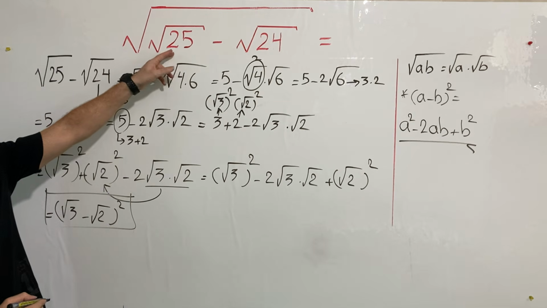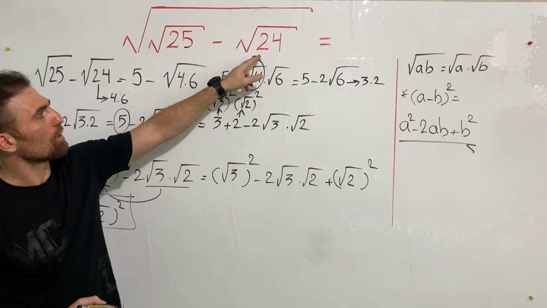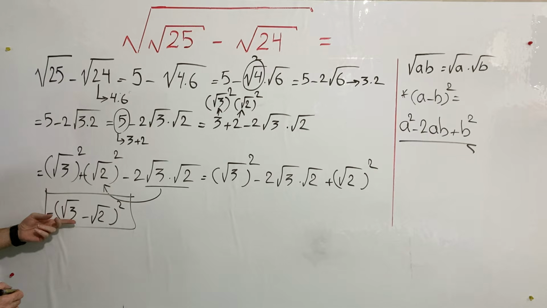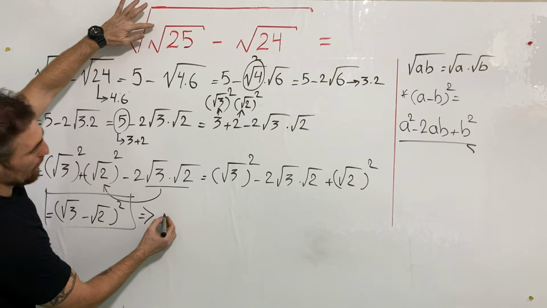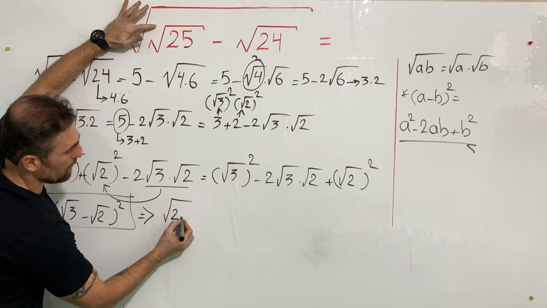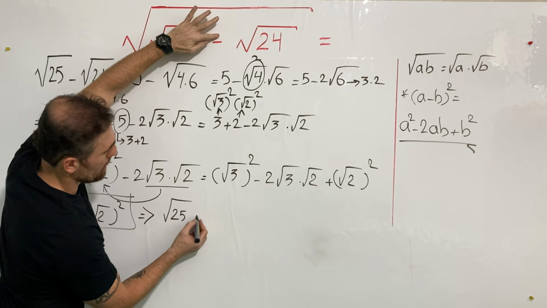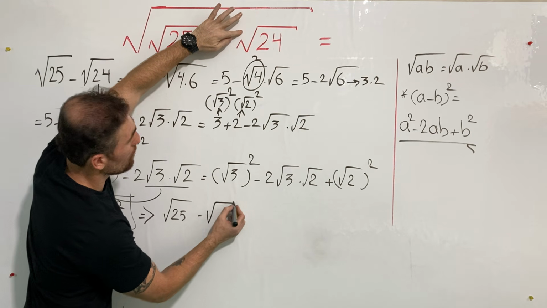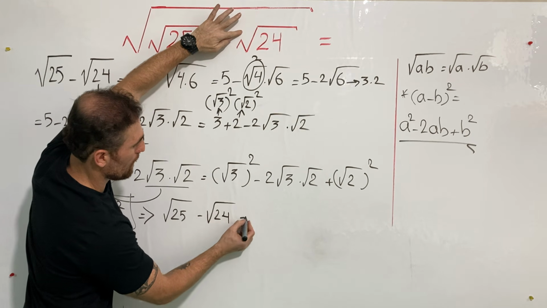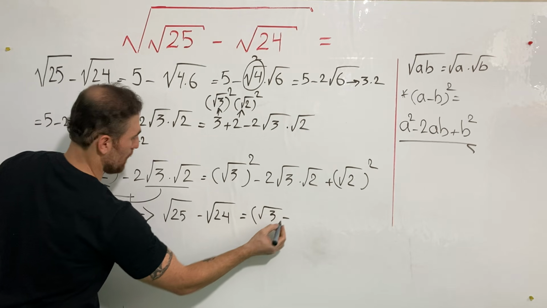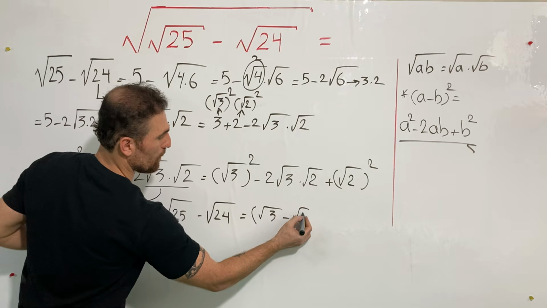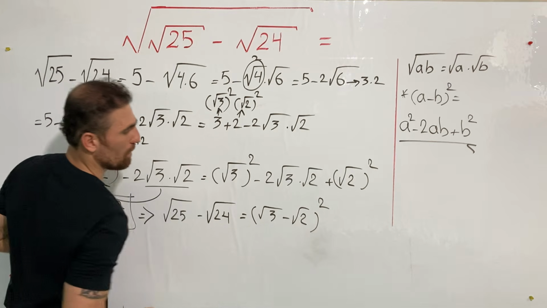Good job. So square root of 25 minus square root of 24 is the same as square root of 3 minus square root of 2 squared. Let me write it. Square root of 25 minus square root of 24 is the same as square root of 3 minus square root of 2 squared.